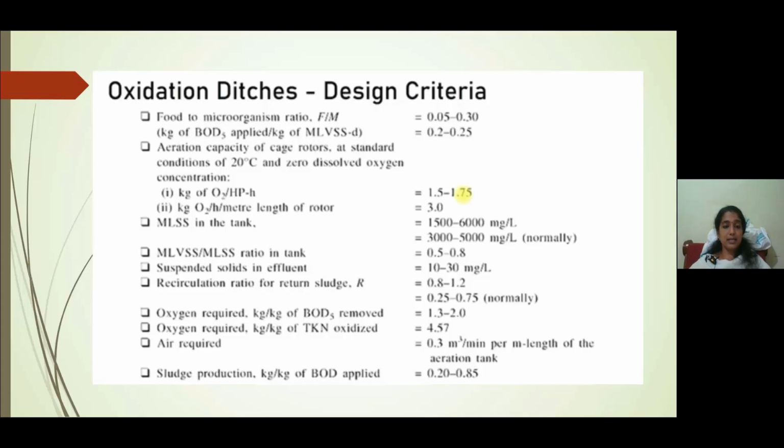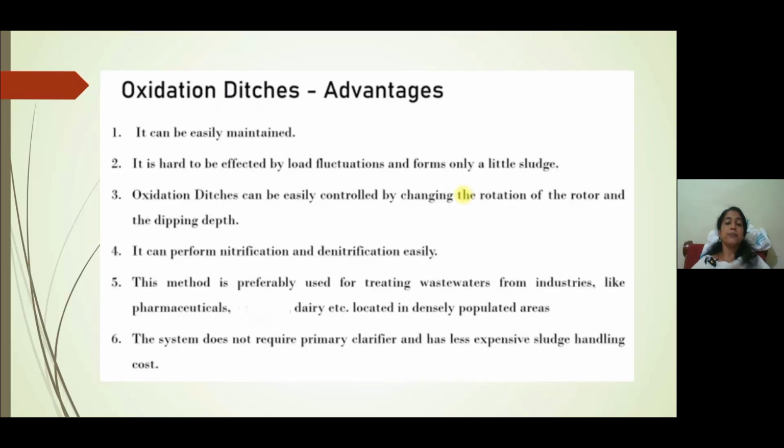Then MLSS in the tank, mixed liquor suspended solids, is given. And the ratio of MLVSS to MLSS, that is mixed liquor volatile suspended solids to mixed liquor suspended solids ratio in the tank, is given. Then suspended solids in effluent, recirculation ratio for return sludge, oxygen required for BOD5 to be removed, then total Kjeldahl nitrogen oxidized oxygen requirement, and air requirement are also given, then sludge production is also given.